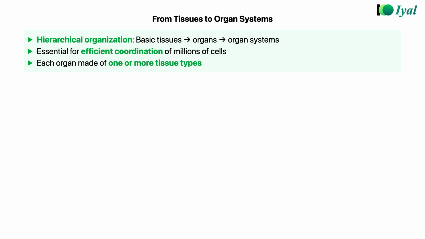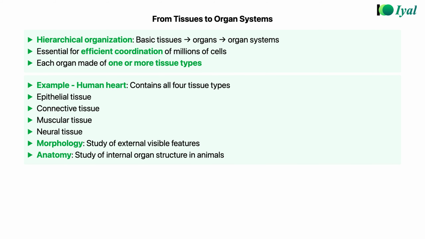Each organ can be made of just one tissue type or several different types working together. Take your heart as an example. It's made of all 4 tissue types, epithelial, connective, muscular, and neural tissues all working together. Pretty amazing, right? Now, we need to understand 2 important terms.